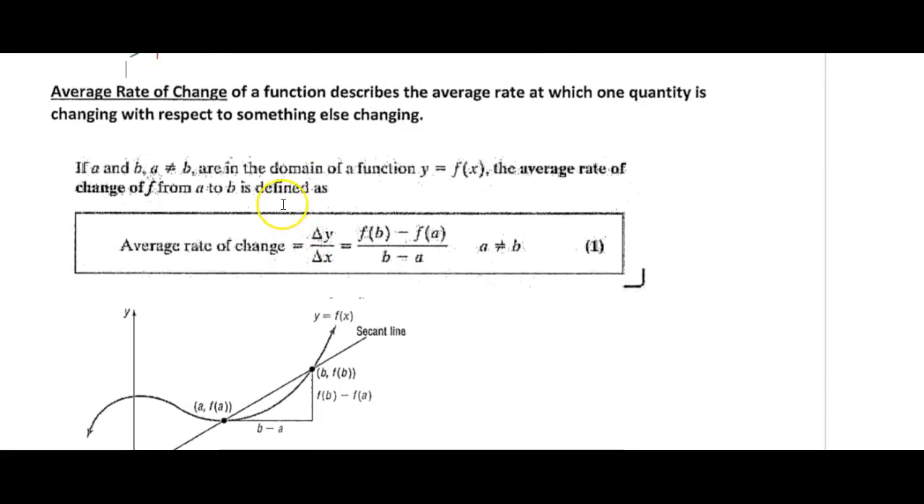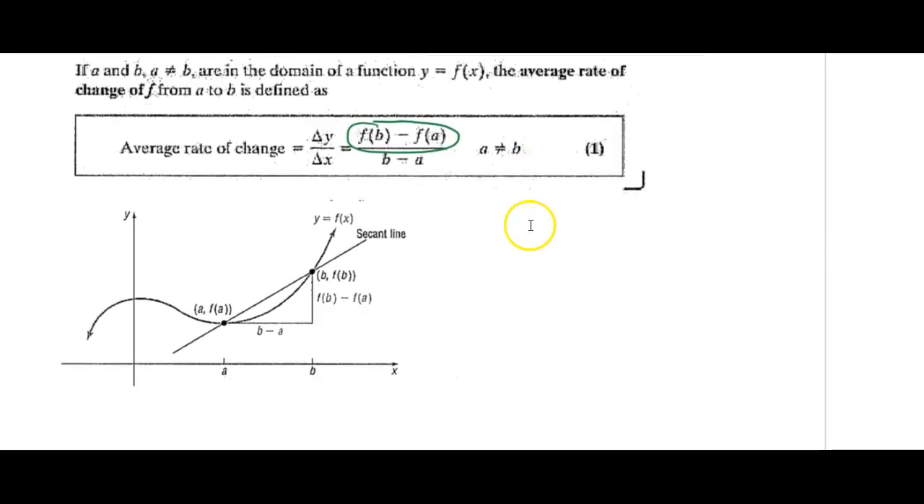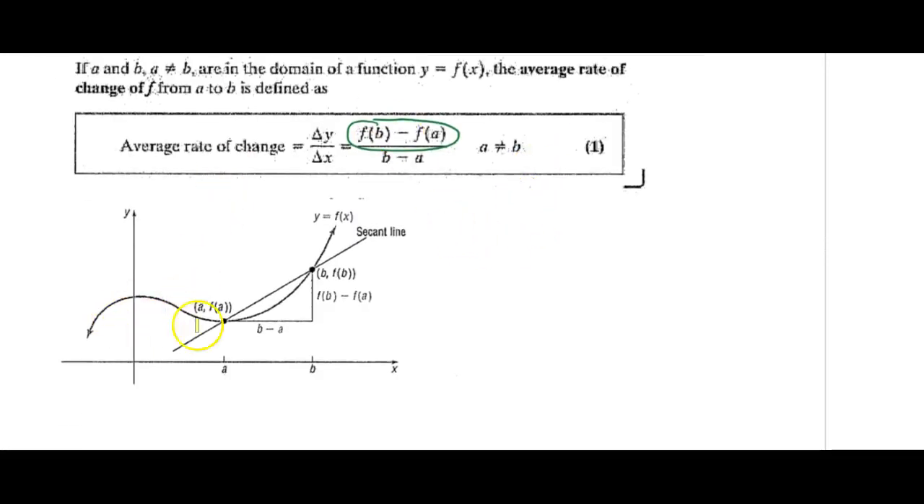So, if that's the case, if A and B, where A is not equal to B, are in the domain of a function y equals f of x, the average rate of change from A to B is defined as, it's still the change in y over the change in x. But what we have to do is actually evaluate the function at those values, and then we divide it by B minus A. In this example, you have this curve and this secant line in the graph. If we find the 2 points that this secant line goes through, we're going to use those 2 points to find the rate of change.